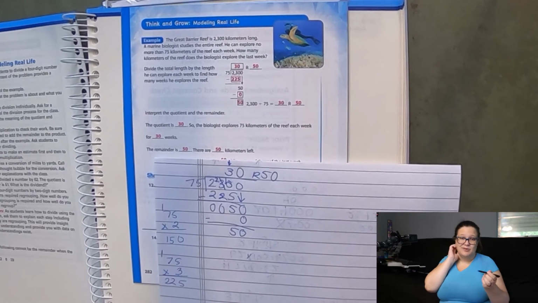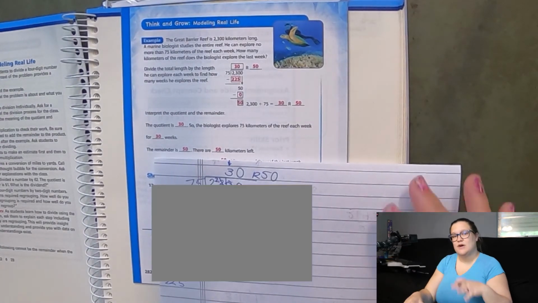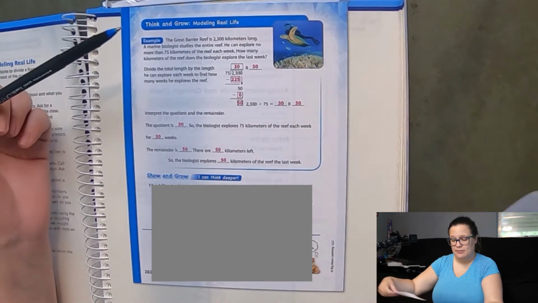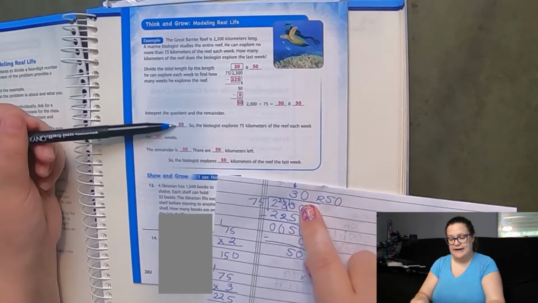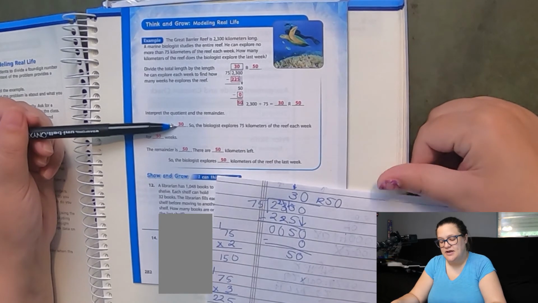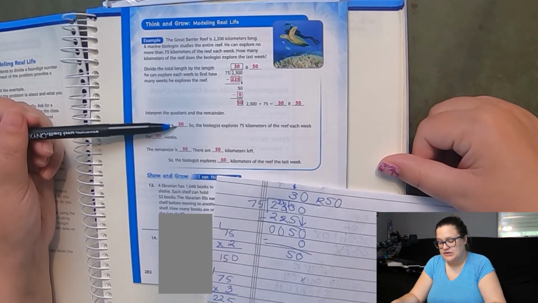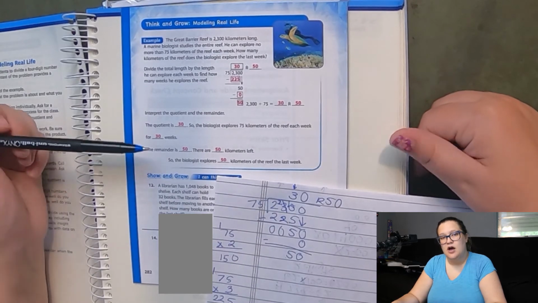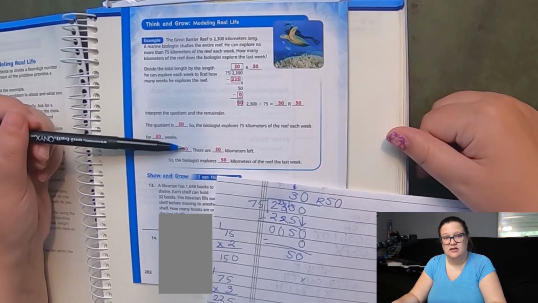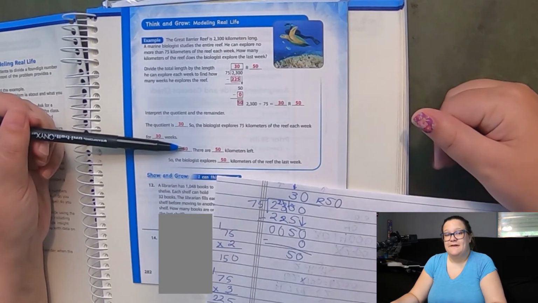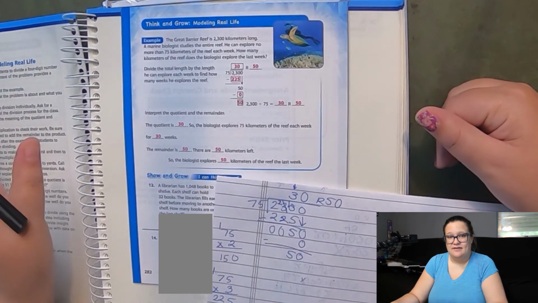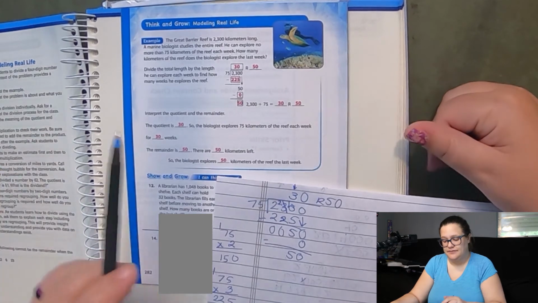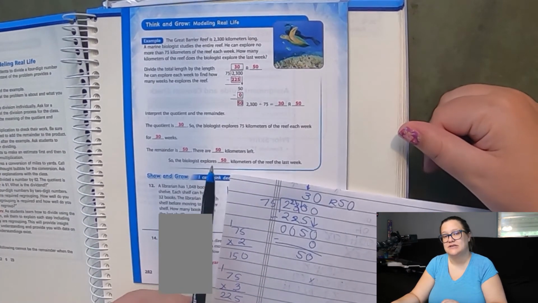Okay, so now let's interpret that answer to answer the question it wants to know. Our quotient, the whole number part, is 30. So the biologist explores 75 kilometers of reef each week for 30 weeks. Our remainder is 50. Now that 50 that's left over is not weeks. That 50 that is left over is kilometers. There are 50 kilometers left over.